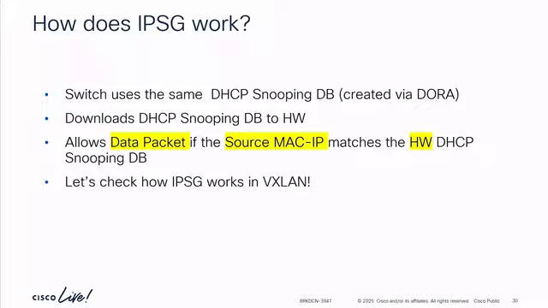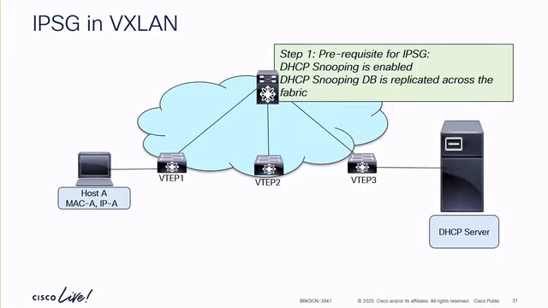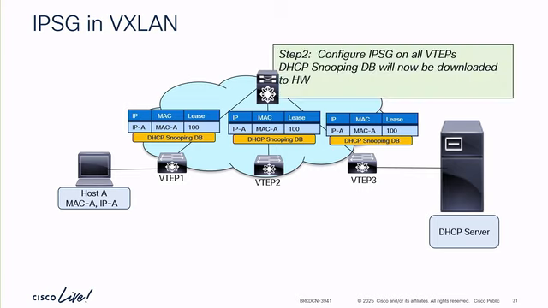And now we see how it works in a VXLAN context. So IPSG in VXLAN. How does it look? First and foremost, the same thing. You need to have DHCP snooping enabled on all your leaf switches. And with that, what happens? Just like we saw with BGP EVPN route type 2, and so on, the DHCP snooping database is present on all the leaf VTEPs. So far, so good. Now you turn on IPSG on each of those VTEPs.